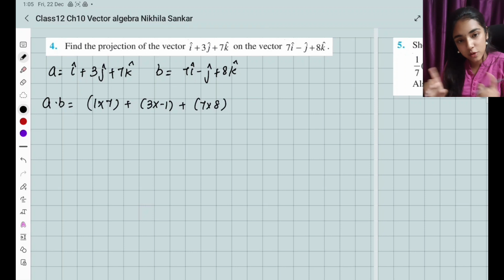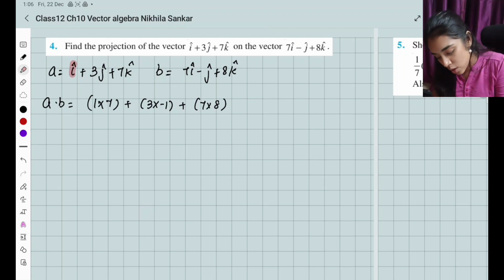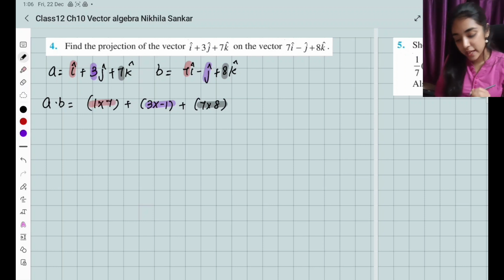And then I multiply the respective components. Understood? 1 into 7, then 3 into minus 1, then 7 into 8. So I have taken the components and put the values in place. Okay? Please pay attention. Now this is my a dot b.